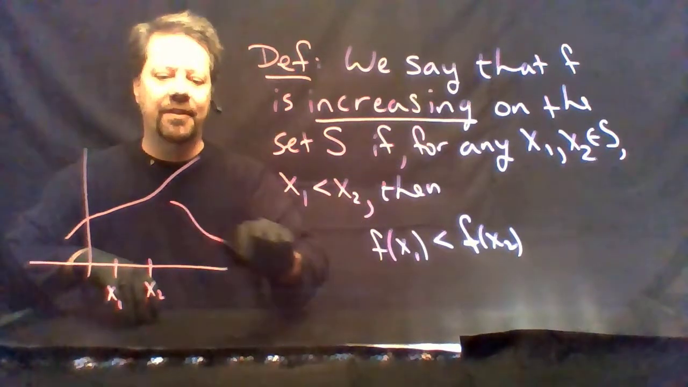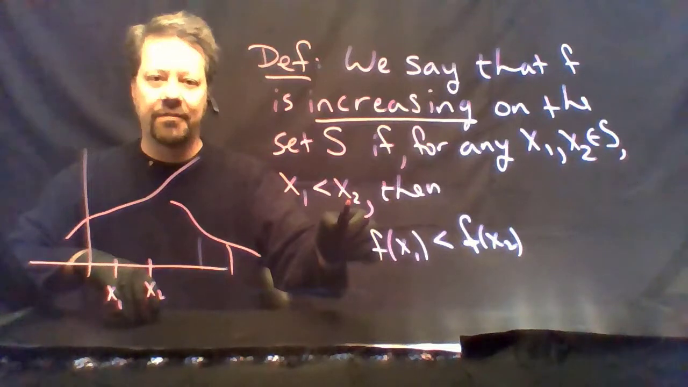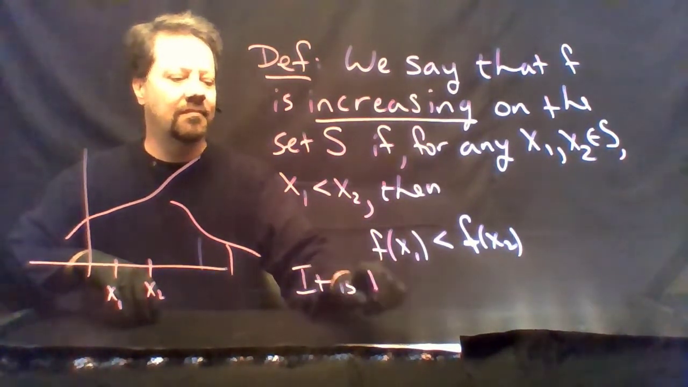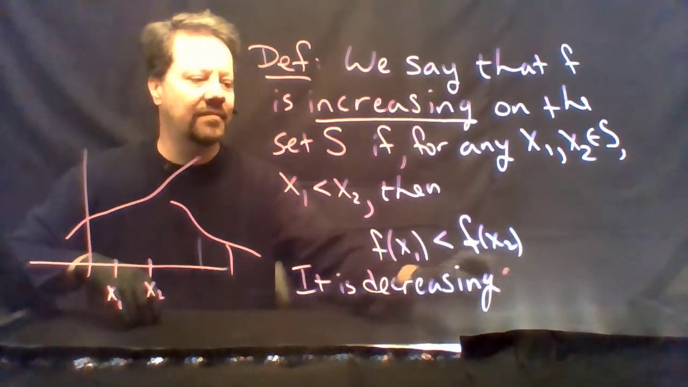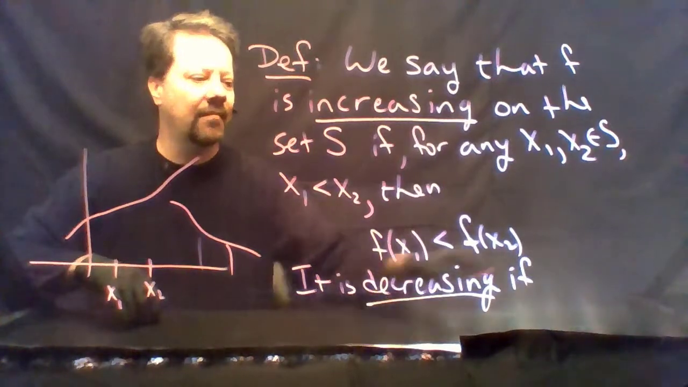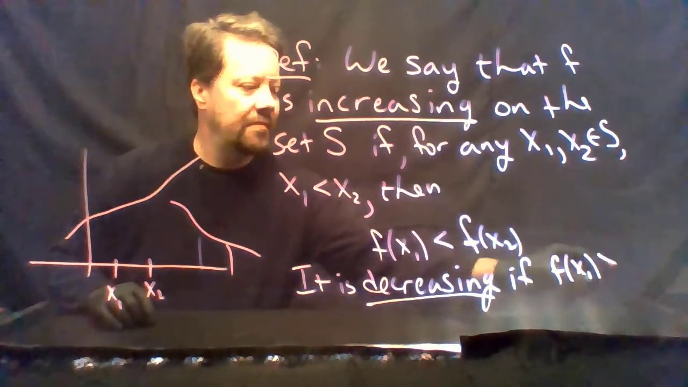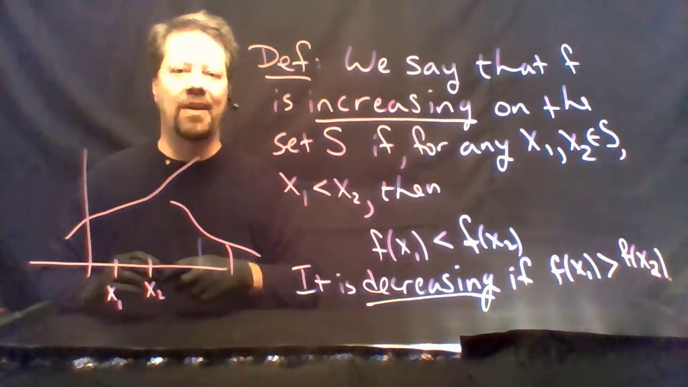Well, what does it mean for a function to be decreasing on some interval? You still march from left to right. But in this case, the heights get smaller as you go to the right.